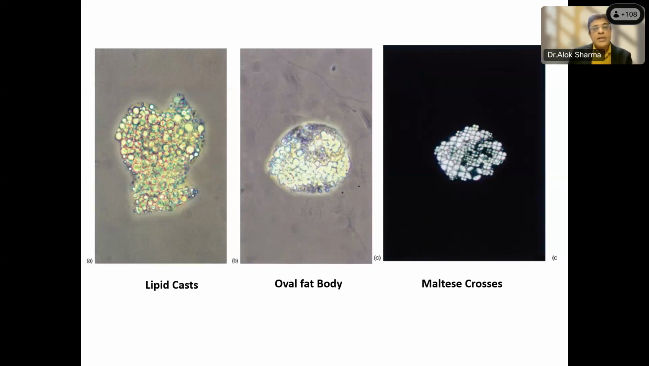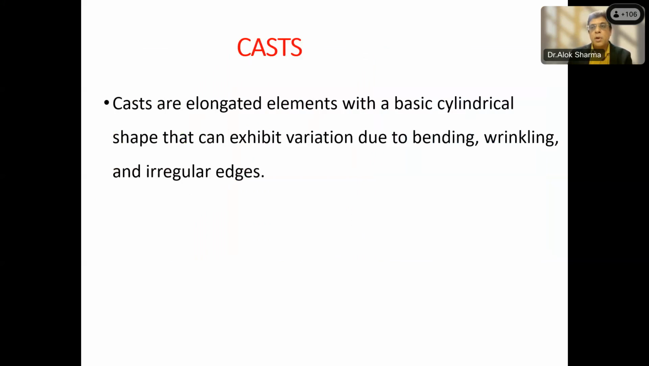So this is how it appears. These are labeled: you can see a lipid cast on the left extreme, an oval fat body in the center, and when you polarize this, these are the nice Maltese crosses which you are seeing on the right side. So it is easily identifiable, and polarized examination is a very useful test to identify the oval fat body. When you have lipid in urine, it is called lipiduria. You have chyluria, you have lipiduria, you have hematuria. All these things you should be able to identify.